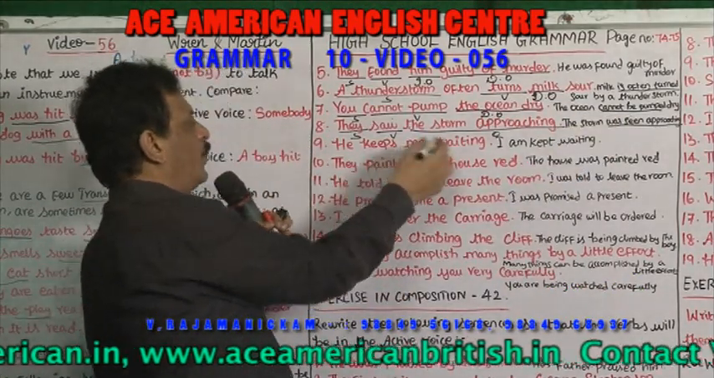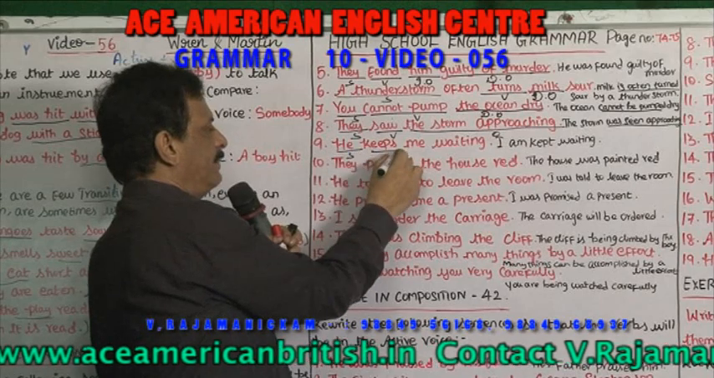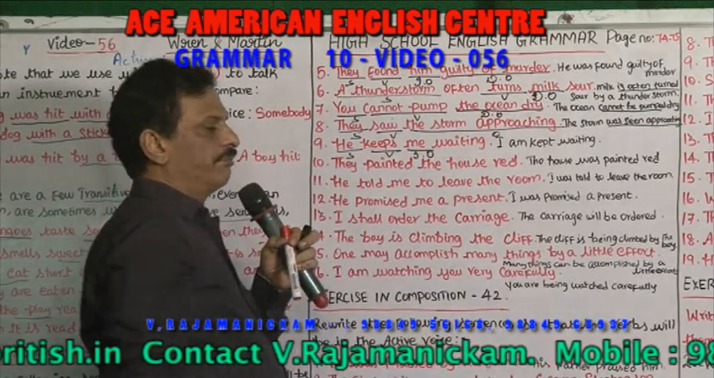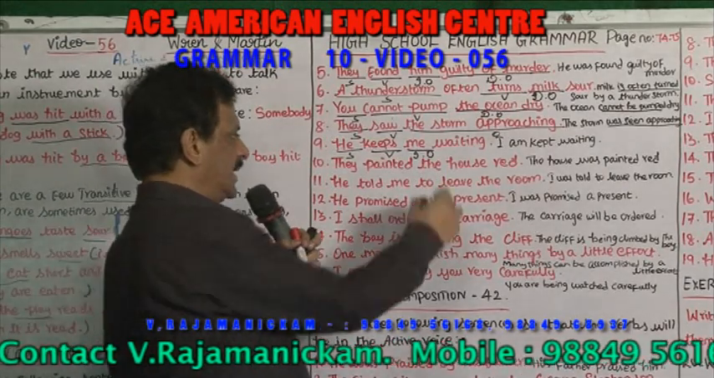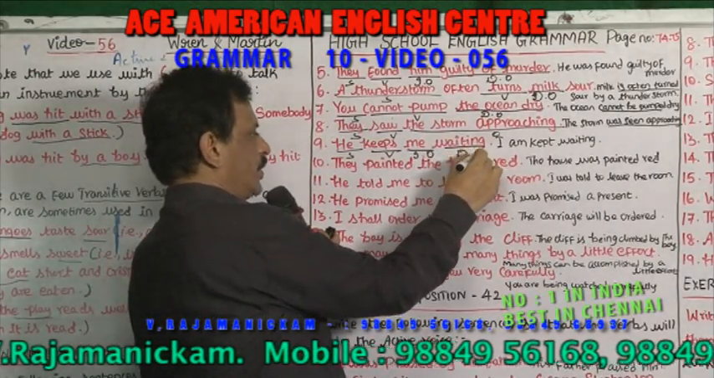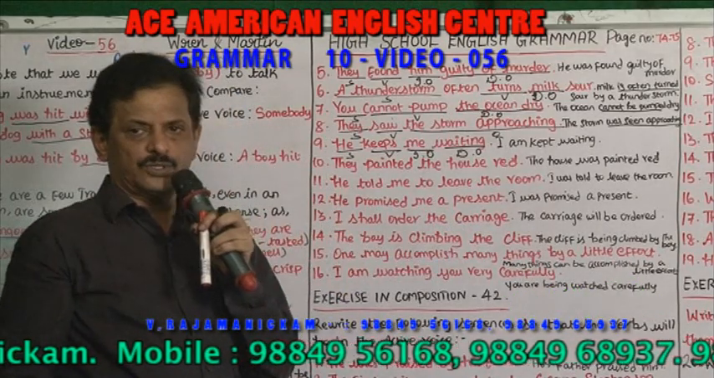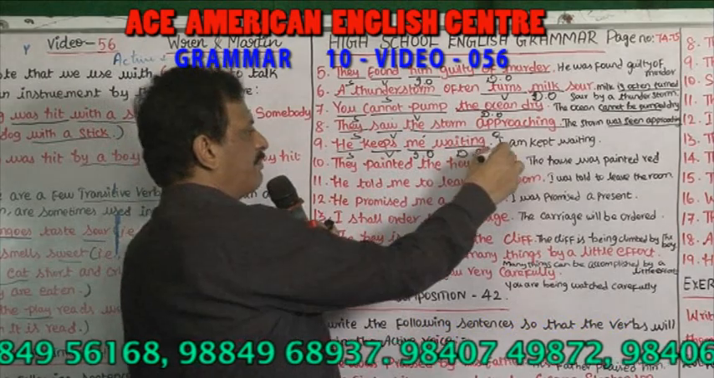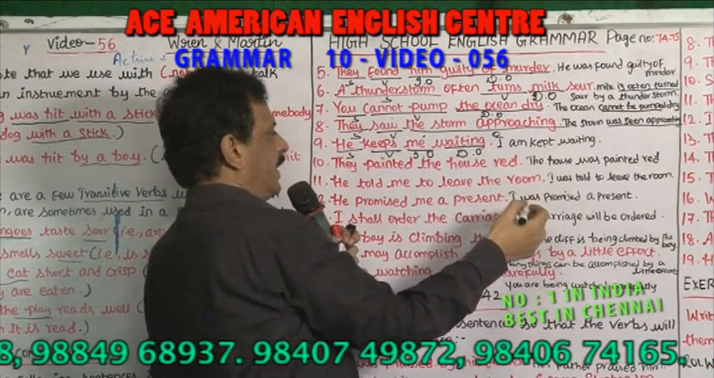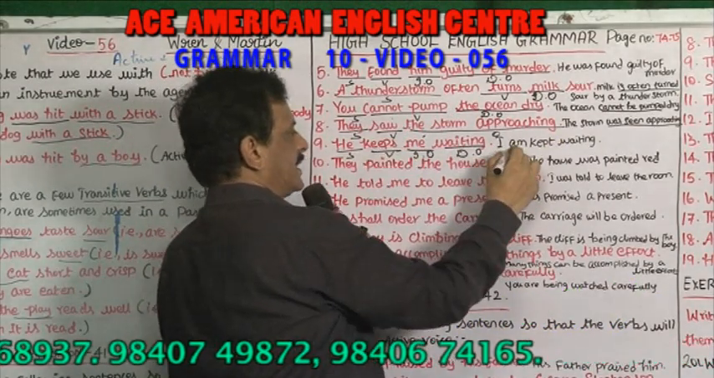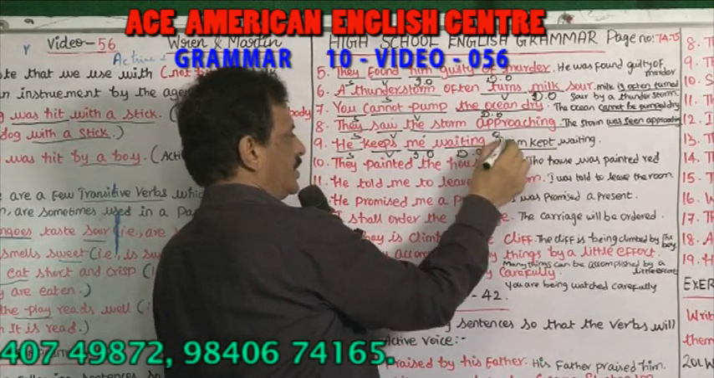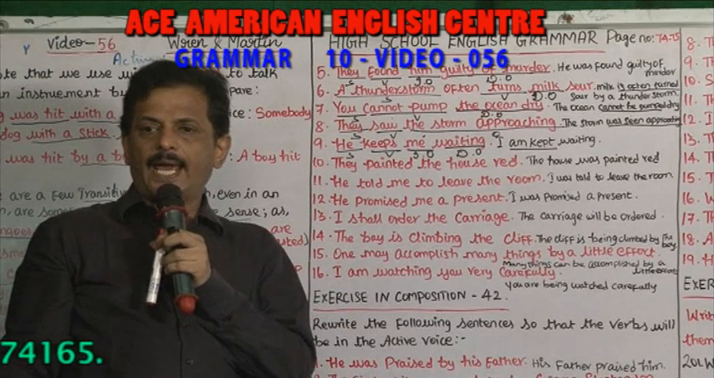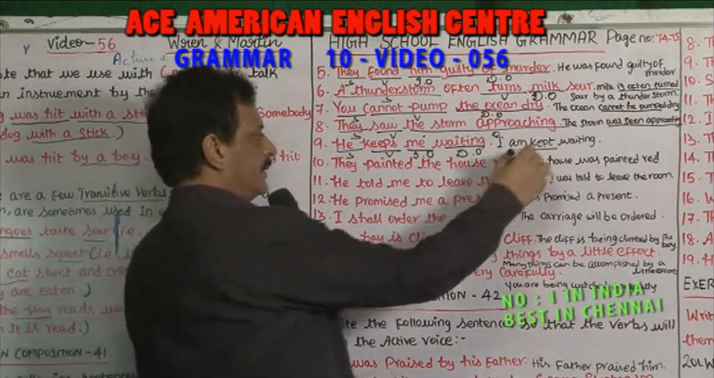He keeps me waiting. He is the subject, keeps verb. Whom? Indirect object. Me. What? Waiting. It becomes direct object. So he keeps me waiting. So in passive voice, this me comes forward here. I am kept waiting. Keeps is in the present tense. So I is the subject. Me changes into I. So in the present tense form, you're using am kept waiting.